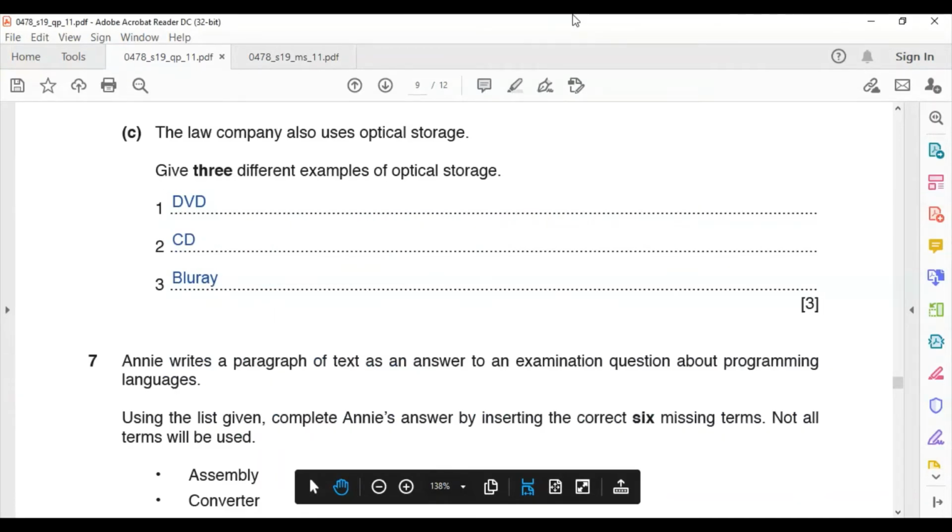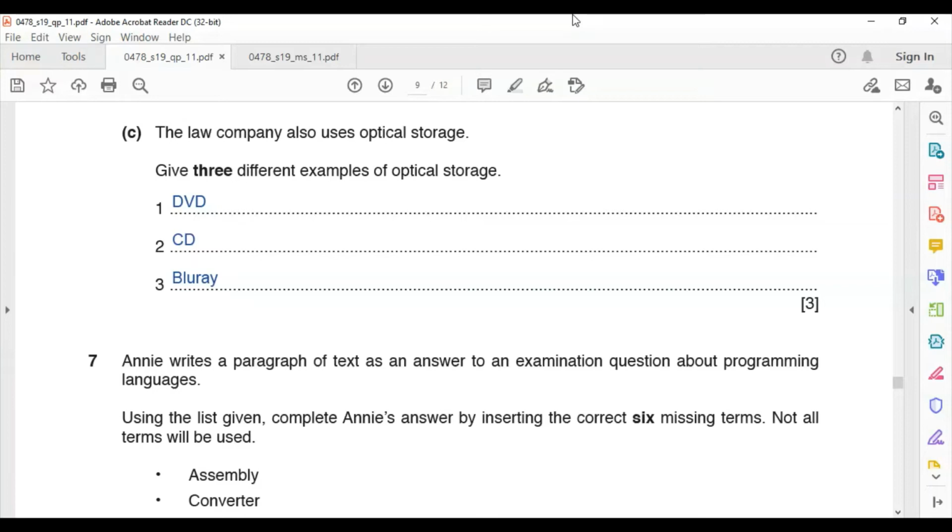Okay. The law company uses optical storage. So we need to give 3 different examples of optical storage. So we can write DVD, CD, and Blu-ray.